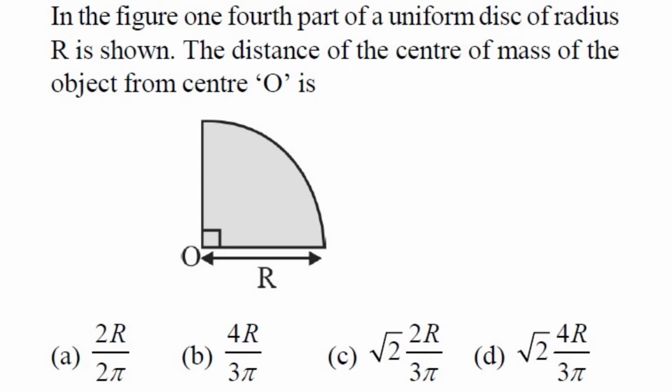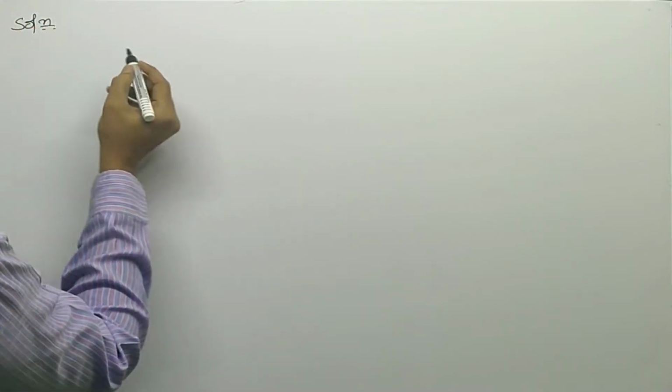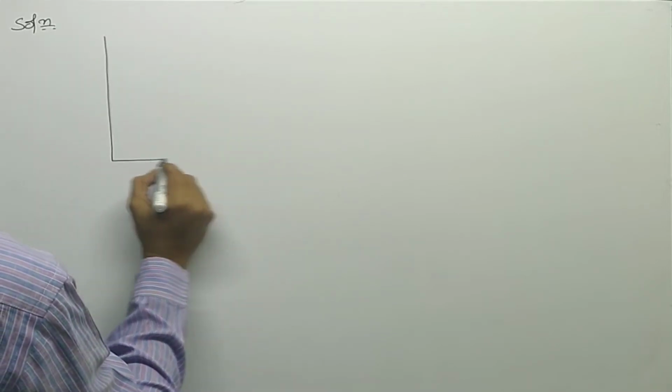In the figure, 1/4 part of a uniform disk of radius R is shown. The distance of the center of mass of the object from center O is. Solution for the question. So, in the question, a diagram is given.